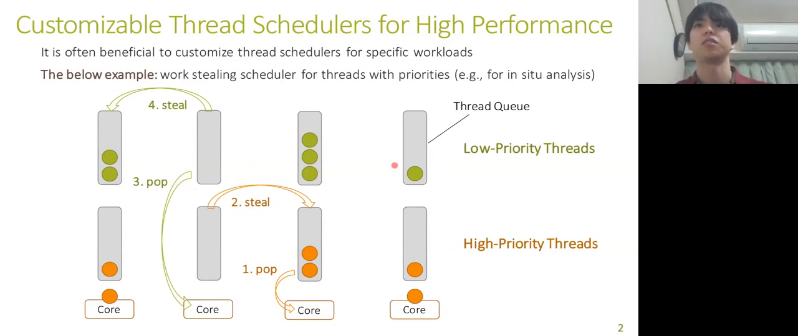Like this, the user can freely define complex scheduling policies, and it is desirable for the application programmer to customize thread schedulers for their own needs, especially for complicated software. In situ analysis is a good example in which high priority threads and low priority threads coexist, and high throughput of computation is important.